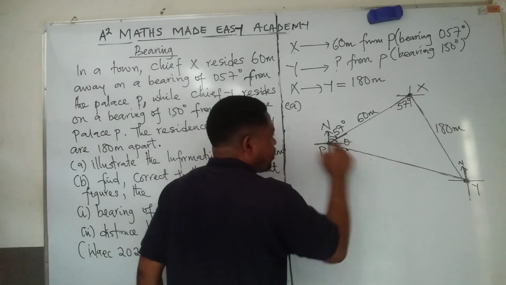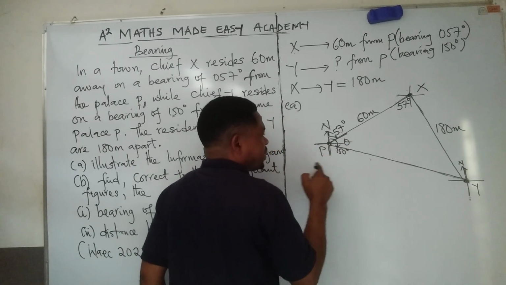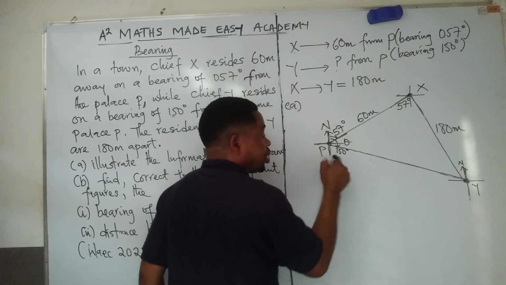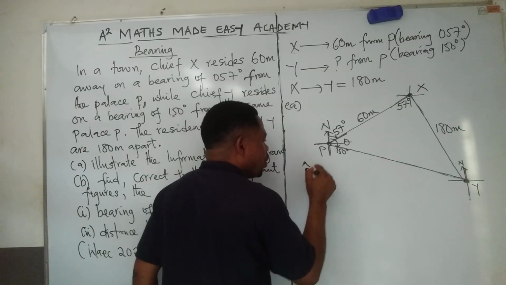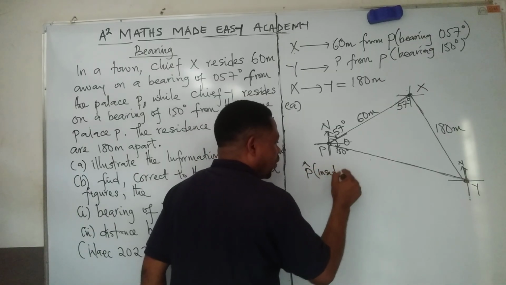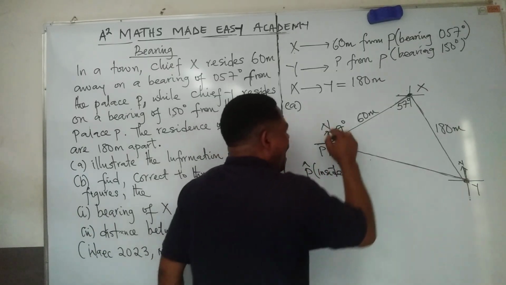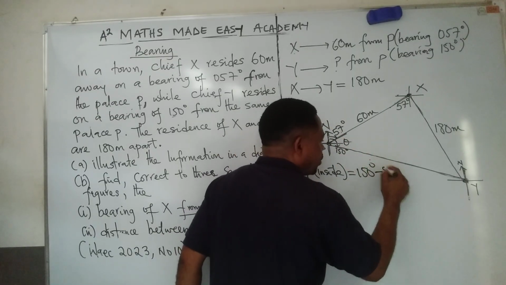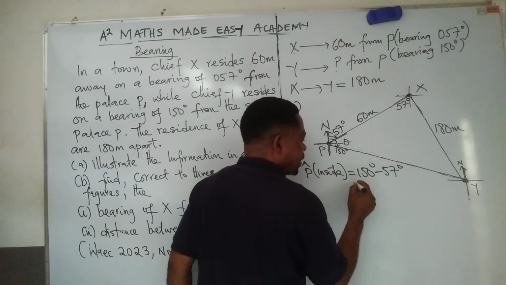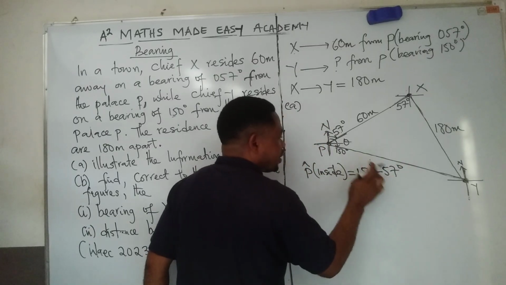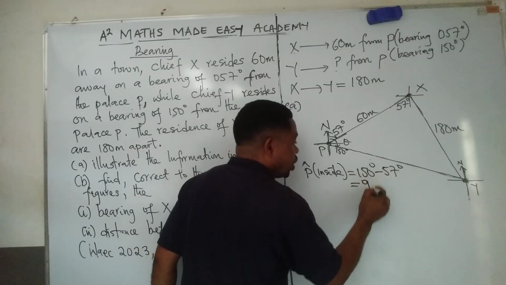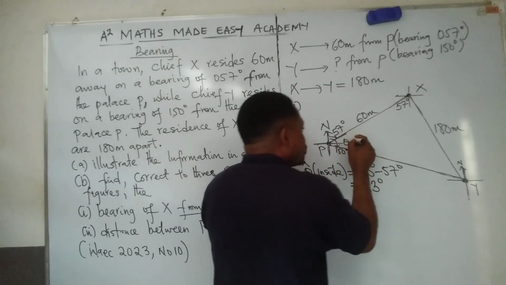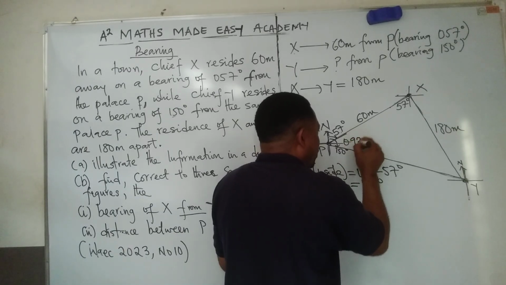Now, what do you think happens to the inside angle? How do we get it? Remember, here is 57 degrees, here is 150 degrees. It means that the angle P, that is inside, is 150 degrees, just take the difference, minus 57 degrees. Now, let's observe it. 150 degrees minus 57 degrees will give you 93 degrees. That is the inside angle. So here now is 93 degrees.